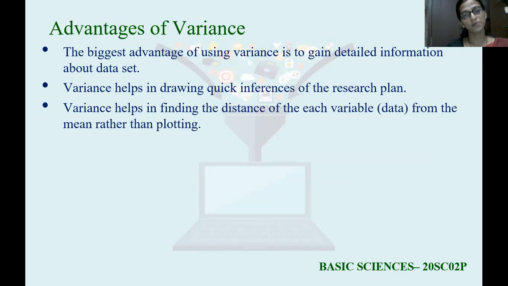Also, variance helps us in finding the distance of each value of the data set from its mean without plotting a graph. Now, to see how far each value is from the mean, we need to plot a graph. But if we have the variance, we can easily calculate standard deviation from variance, which will give you the average distance of each data value from the mean.